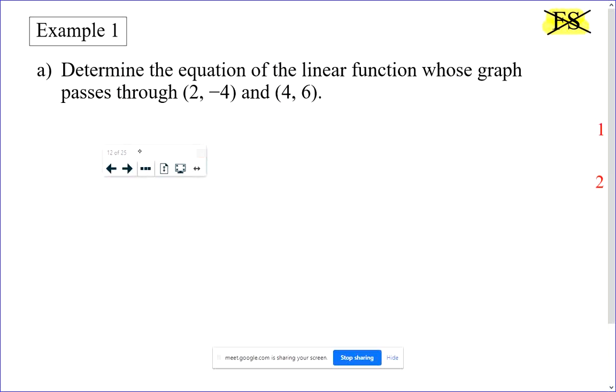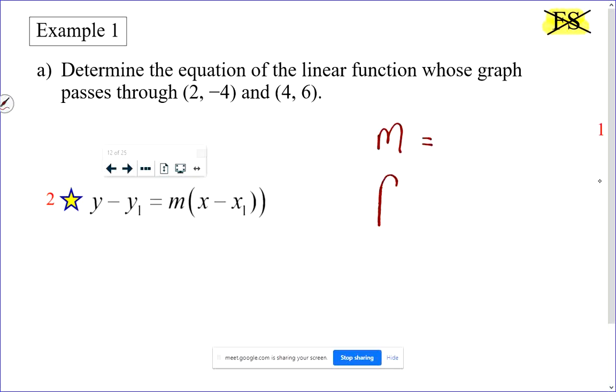So example 1, determine the equation of a linear function whose graph passes through these 2 points. Since I'm telling you that this is the equation I want us to always use, your goal is to find 2 things. Your goal is to find the slope of the line and identify the coordinates of a point on the line. Well, a point on the line is (4, 6).